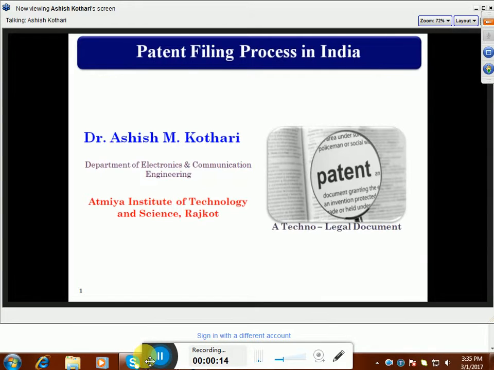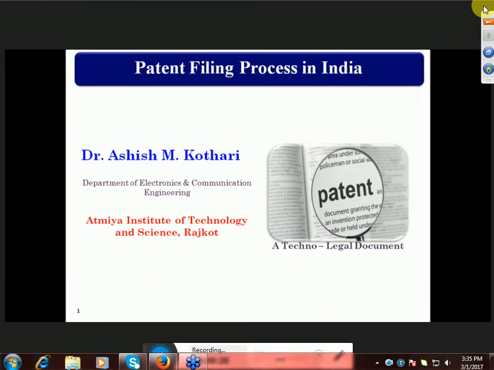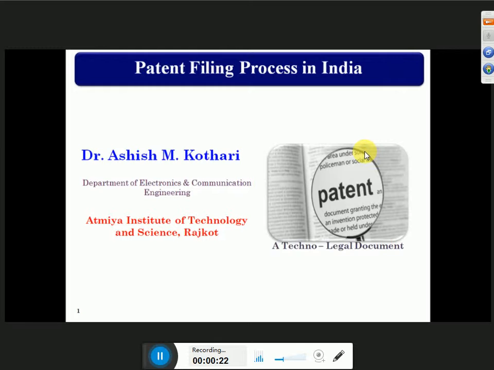Basically, today I am talking about the patent filing procedures that are to be followed in India, specifically in India. There are various countries where you can file the patent, but today I am talking about how you can file the patent in India and what the procedures for following the same are.